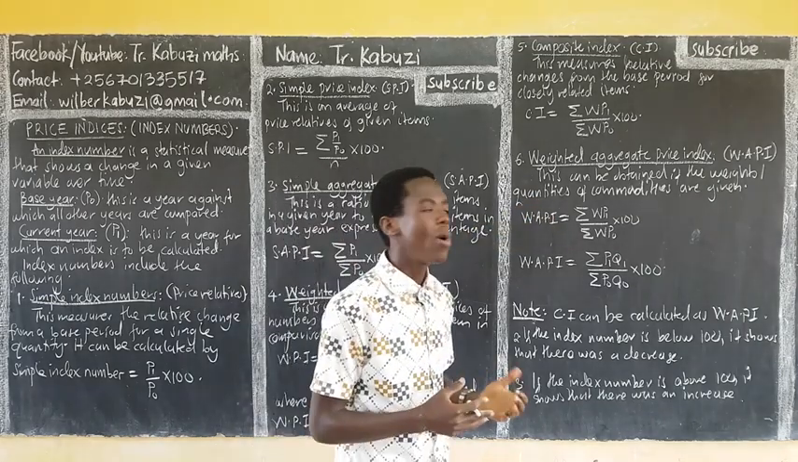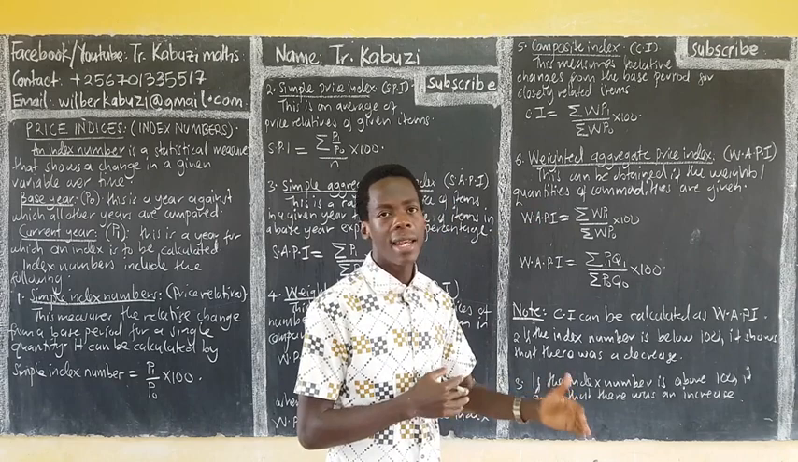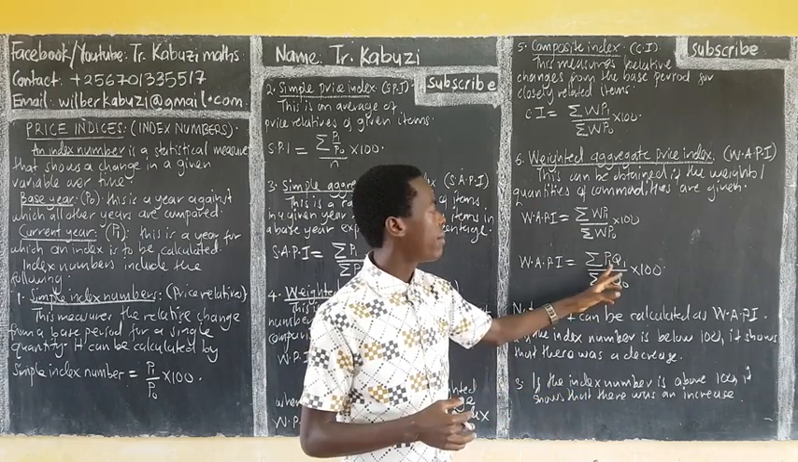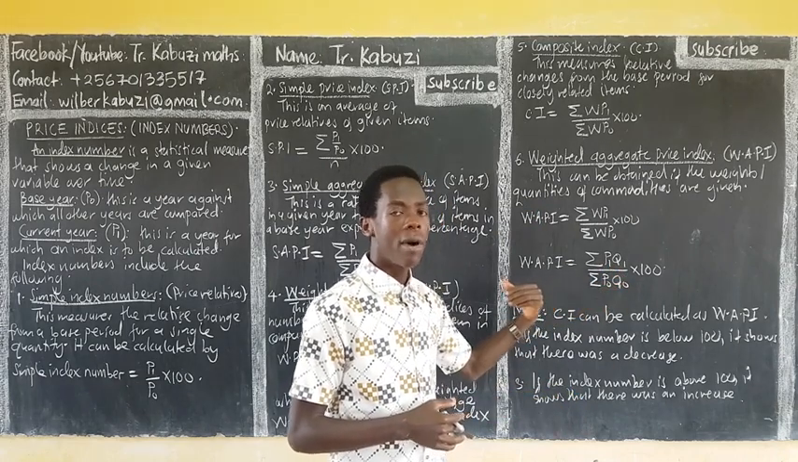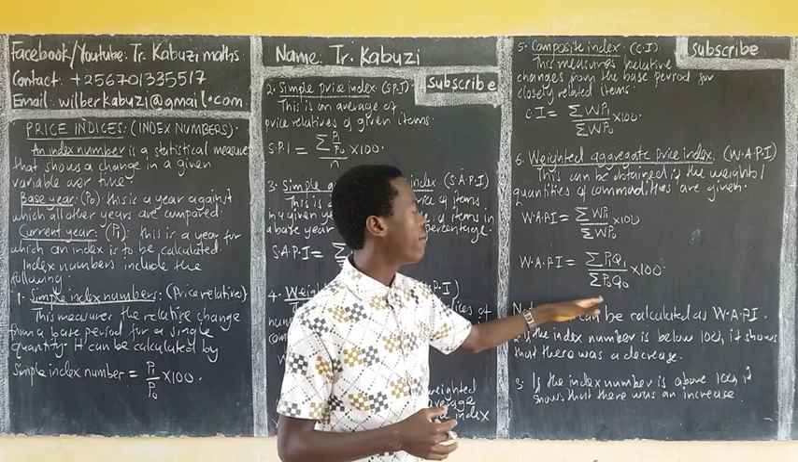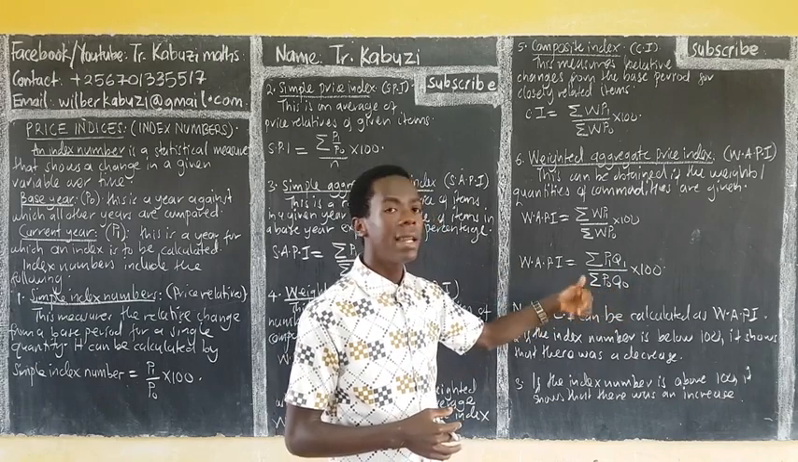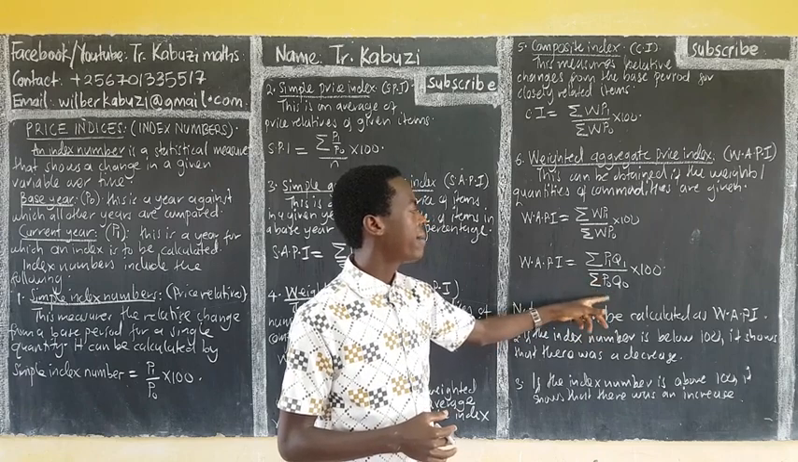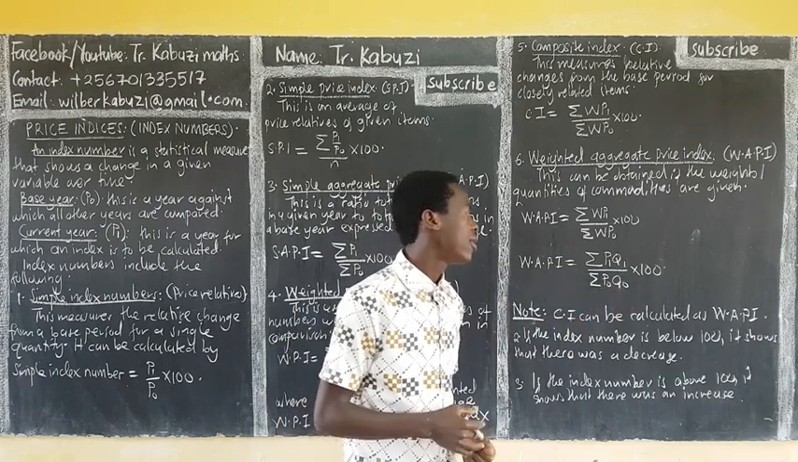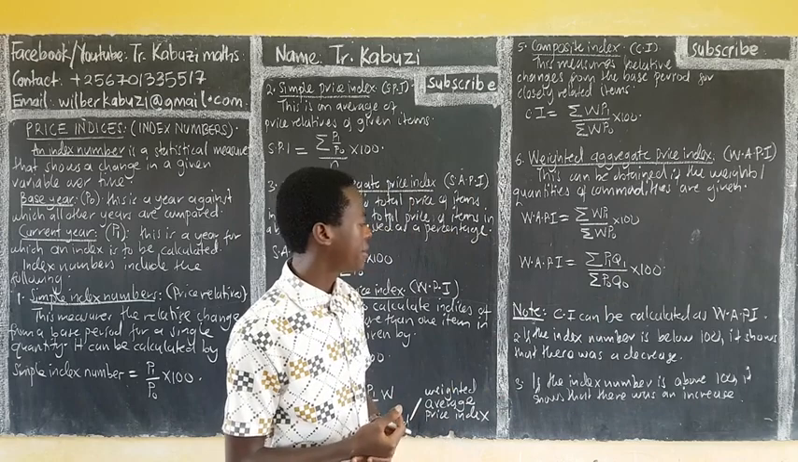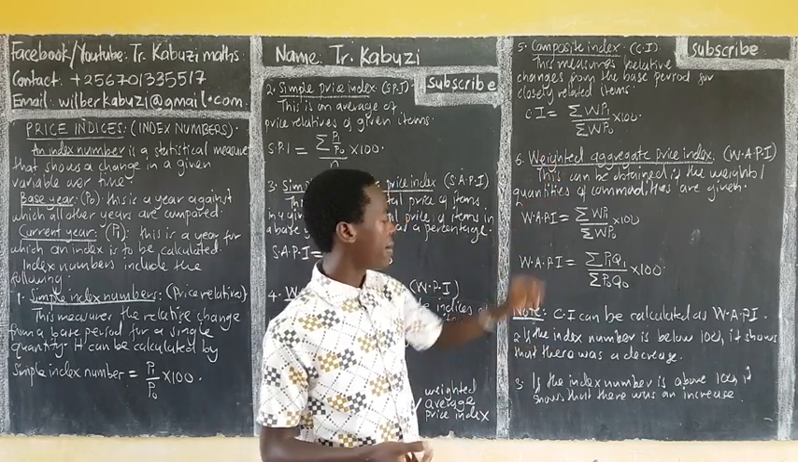Now, if they give you quantities both in the current and in the base year, you get the sum of the prices and their quantities in the current year over the sum of the products of the prices and their quantities in the base year, the total, then you express it as a percentage. This side I've talked about.